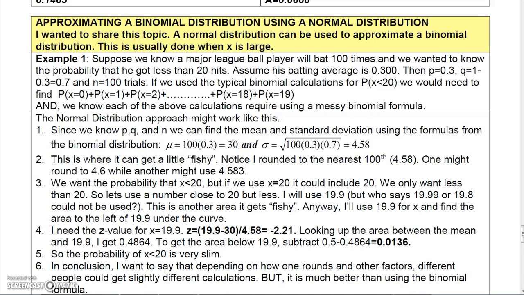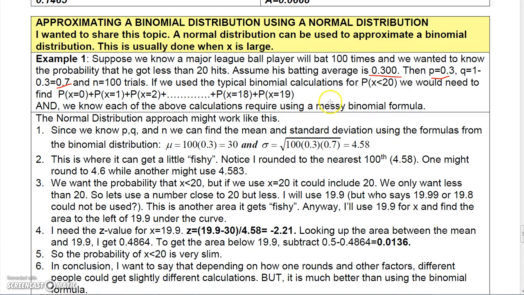Suppose we know a Major League Baseball player will bat 100 times, and we want to know the probability that he got less than 20 hits. Let's assume his batting average is 0.3. That's 300 for you guys that aren't baseball experts. So the probability of success when he bats is 0.3, and the probability of failure is 0.7. He's got 100 trials, so he's going to bat 100 times.